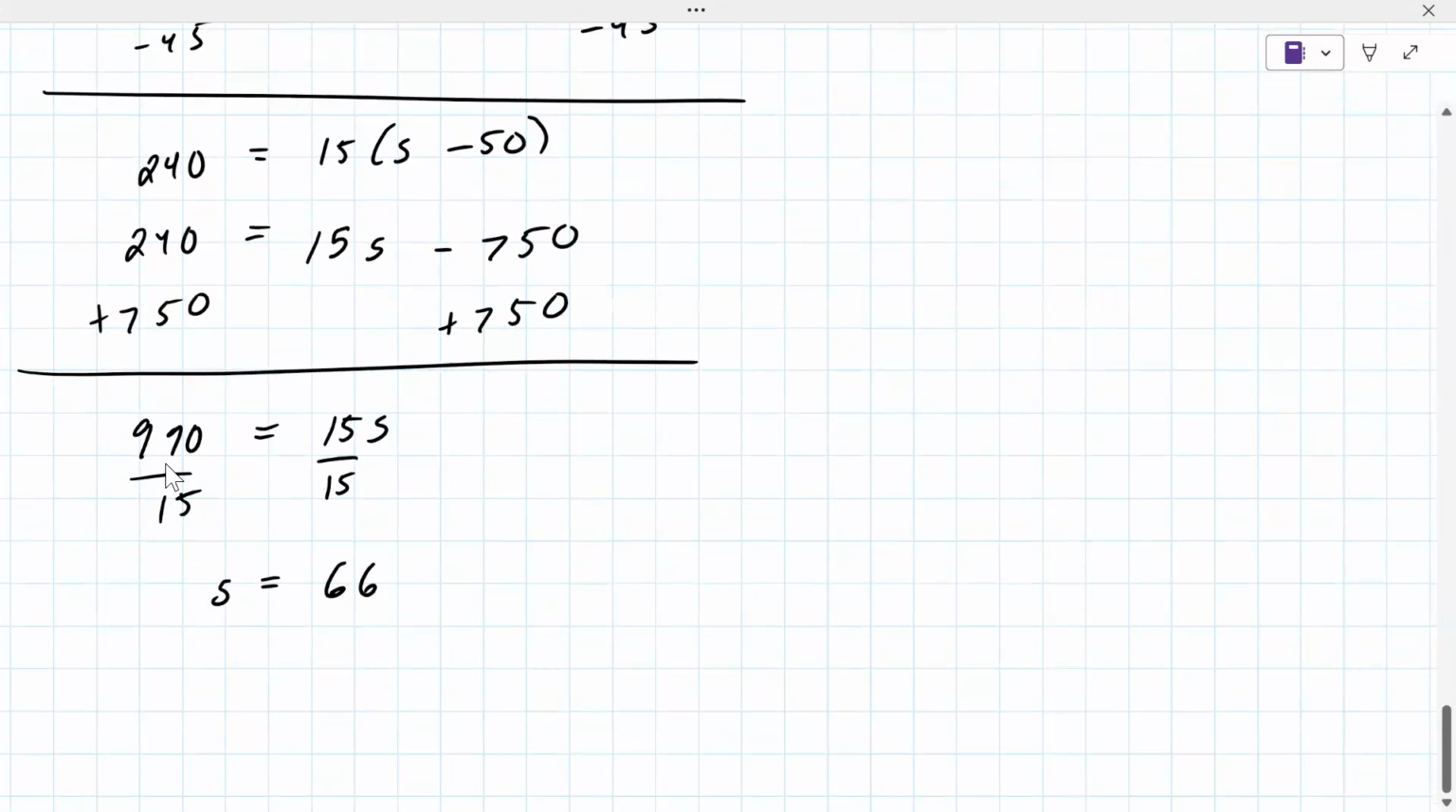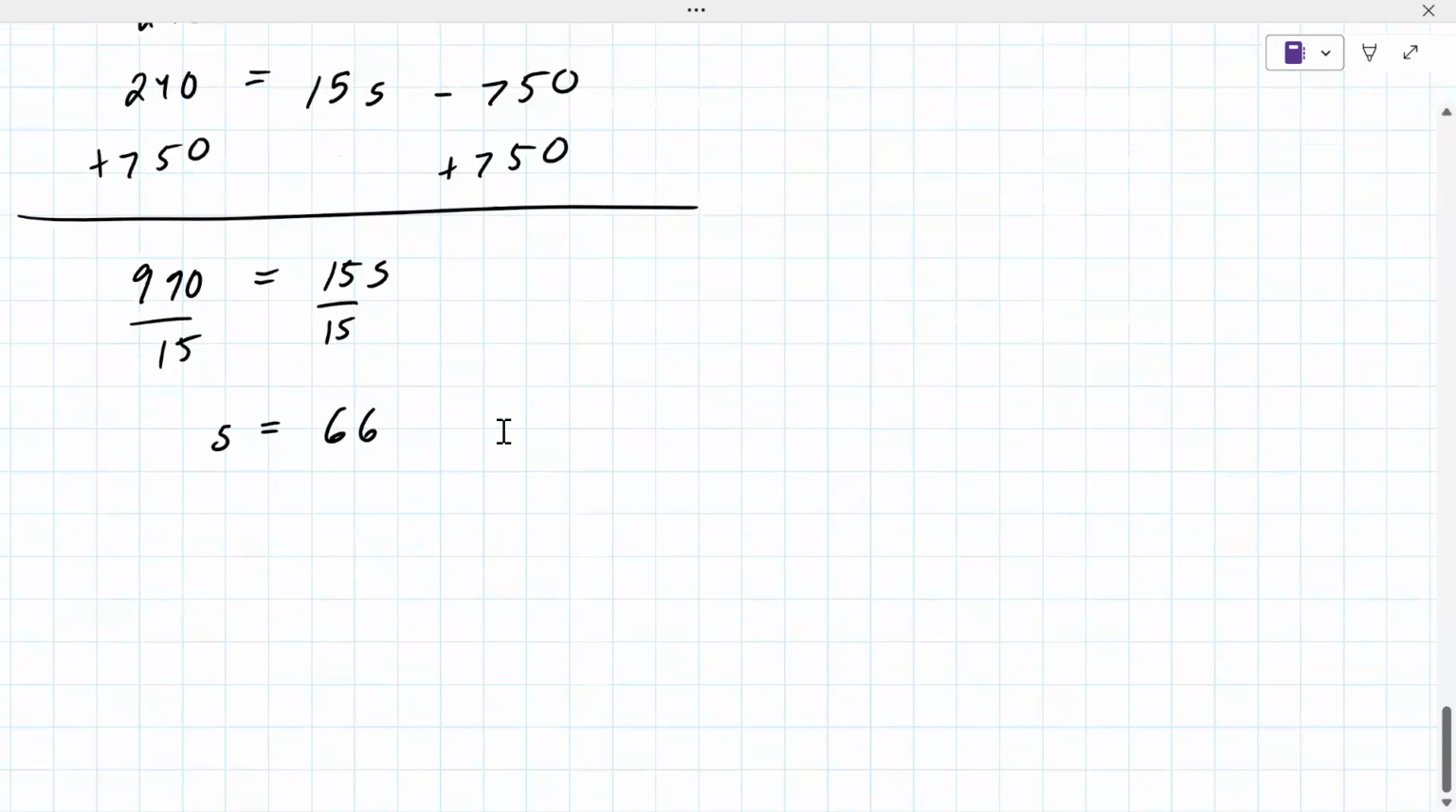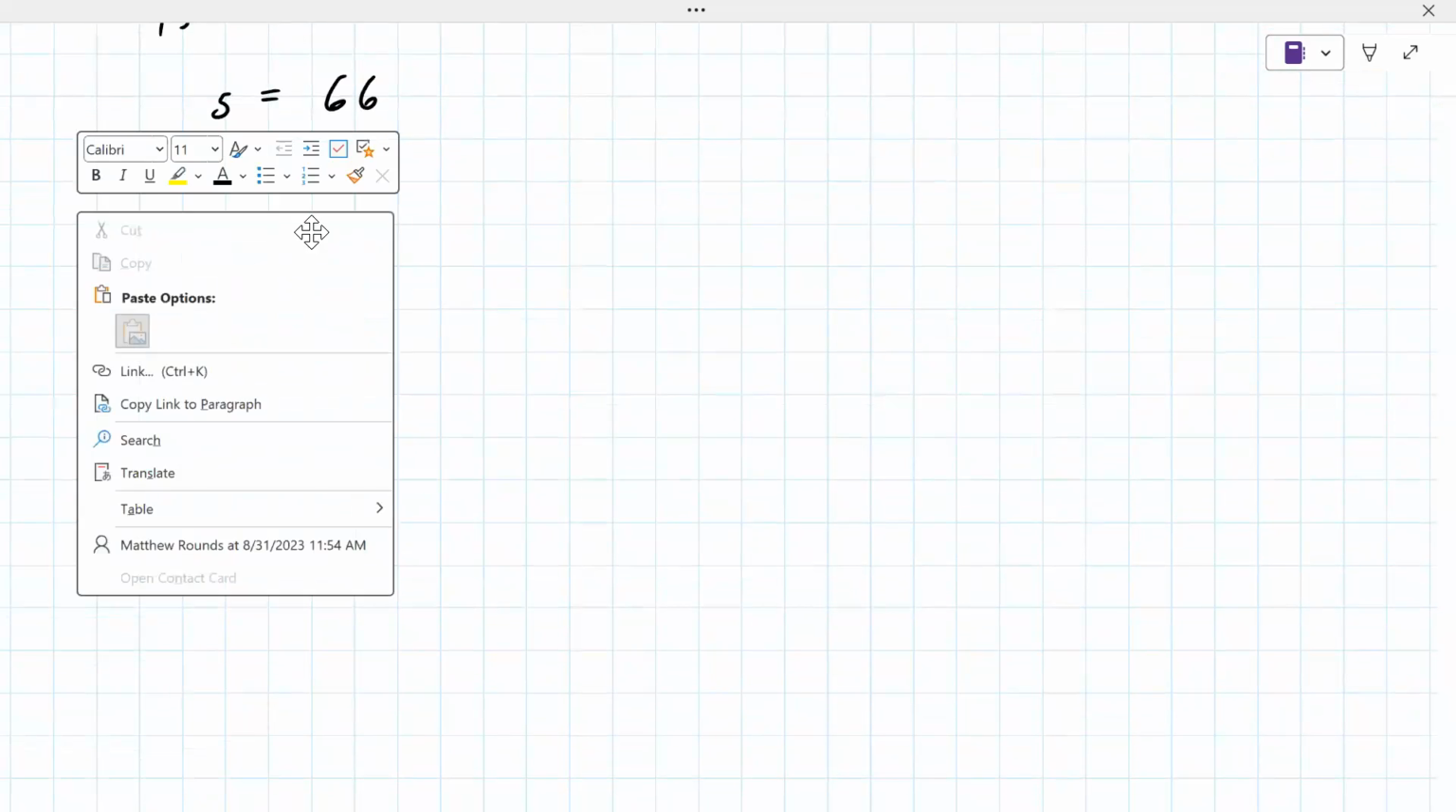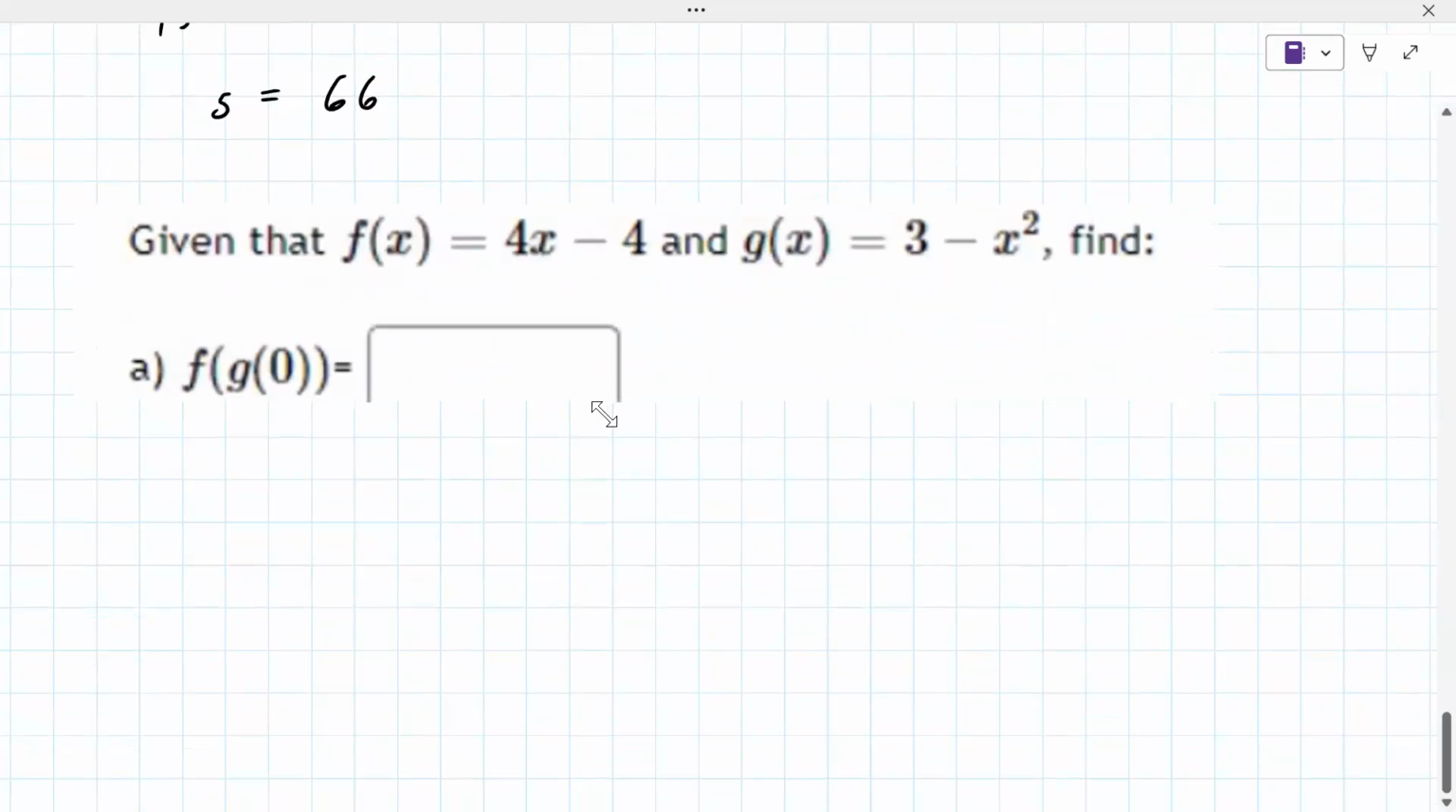Okay. Any questions, thoughts on that? That's pretty easy, it's not too bad. All right. So we can only do part A just because we are running out of time.